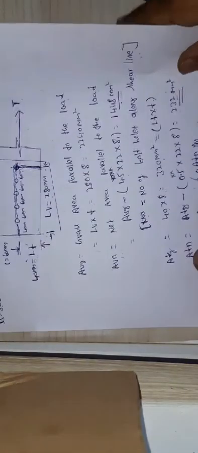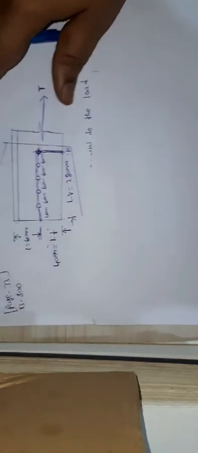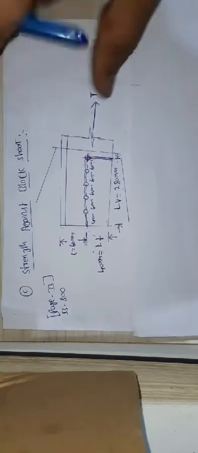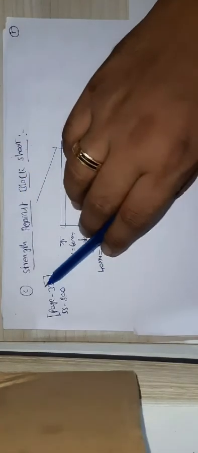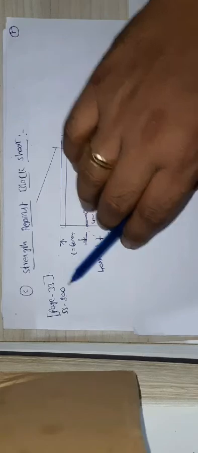Next, guys, you need to check the strength against block shear. We need to check strength against block shear. It is also there on page number 33 of IS 800.